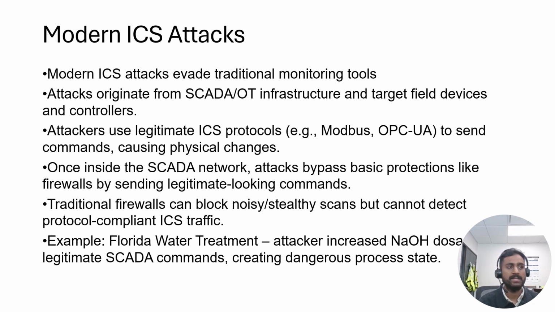They can bypass basic protection measures like firewalls. They can send legitimate-looking commands. While firewalls these days can block, to a certain extent, things like stealth scans, they cannot detect protocol-compliant ICS traffic. Let's say there's legitimate-looking ICS traffic that is intending to change a set point or to start or stop equipment, firewalls may not be able to recognize that.